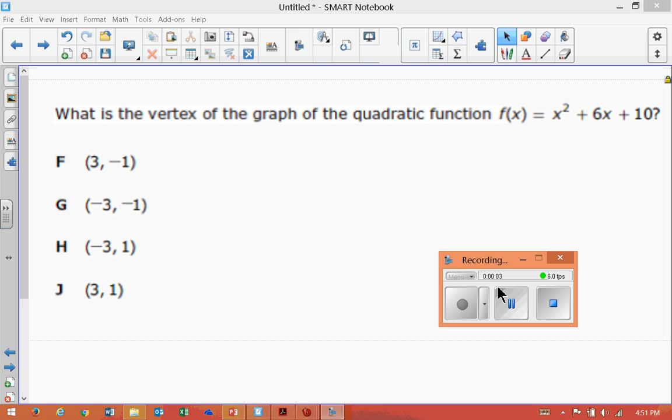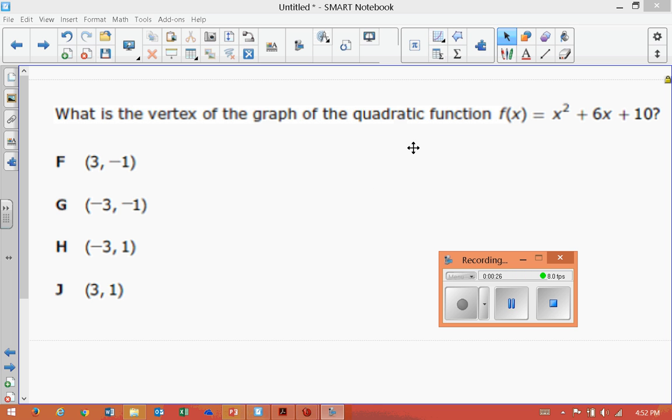Okay, it's problem number 23. This is the first of two videos on this subject on how to find the vertex of the graph of the quadratic function. In this case, the function is f of x equals x squared plus 6x plus 10. In this video, we will solve it by graphing. Very easy, straightforward process, should be very short.